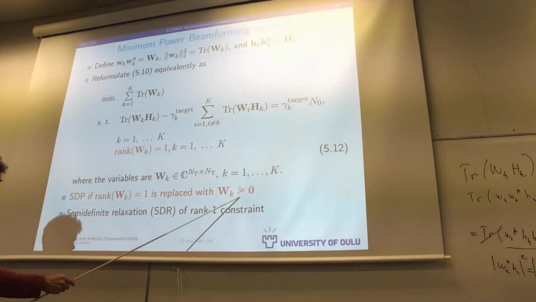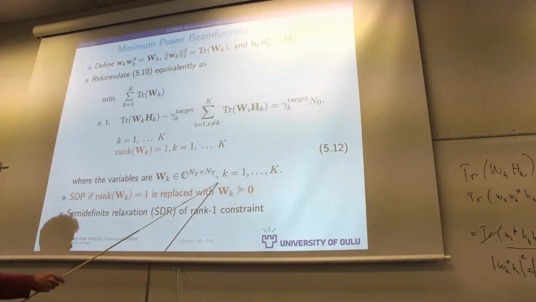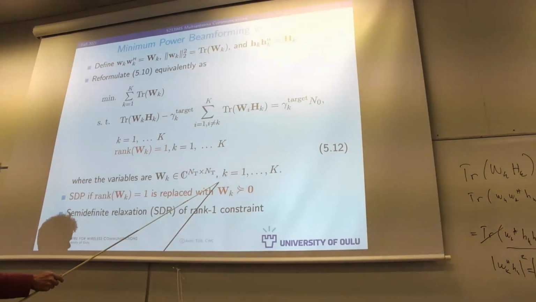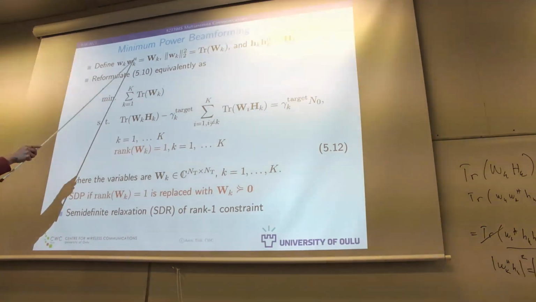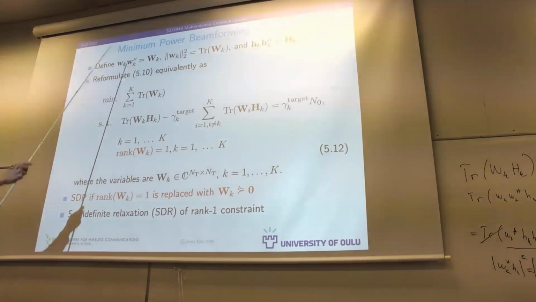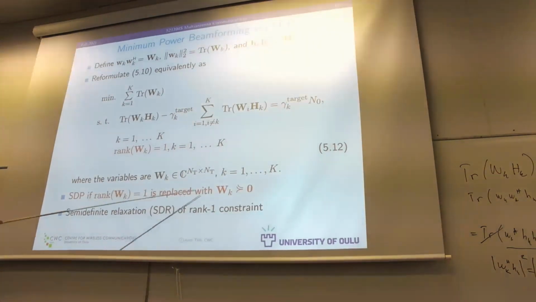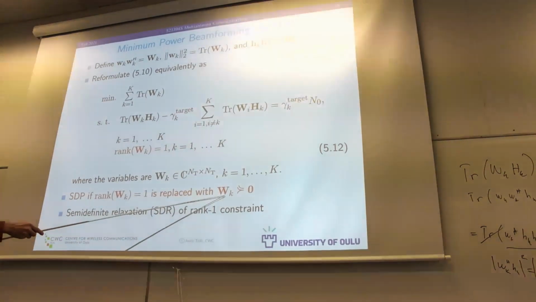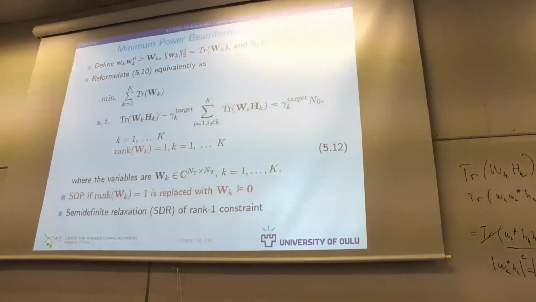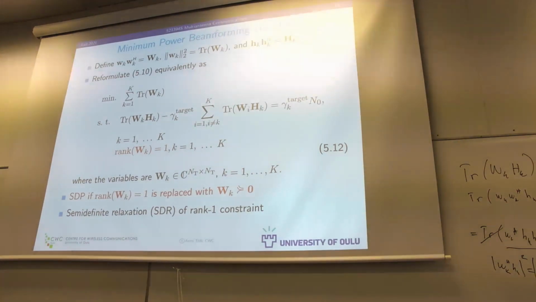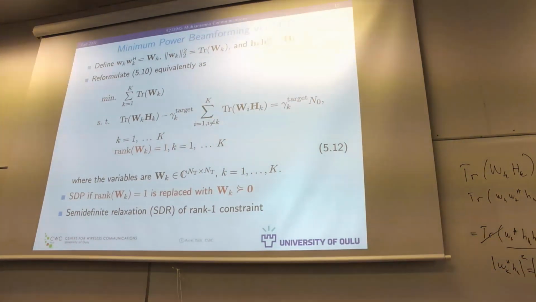This is equivalent to saying that the eigenvalues of this matrix are non-negative. Here, obviously, we have only one eigenvalue, but here we can have up to the size of this matrix, which is Nt. So this is called semi-definite relaxation of this rank 1 constraint, and this is a semi-definite program, and it can be solved.